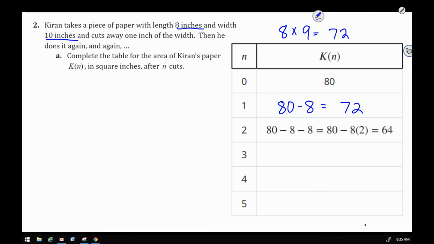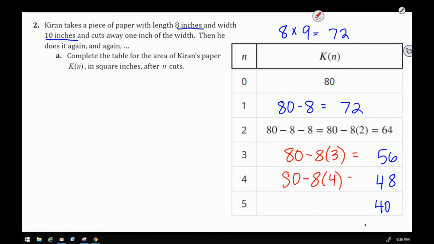All right, so how much area is left after 3 cuts? After 4 cuts? 48. After 5 cuts? 40. All right, so let's look at how they have it written out. 80 minus 8 minus 8 is 80 minus 8 times 2, right? For step 3, it would be 80 minus 8 times 3. For step 4, 80 minus 8 times 4. 80 minus 8 times 5. You with me?